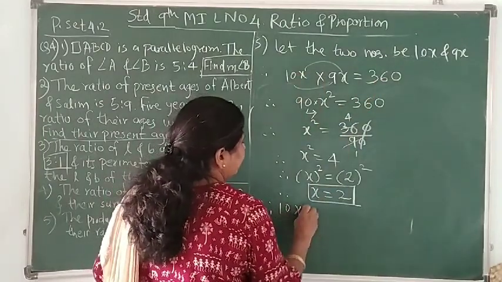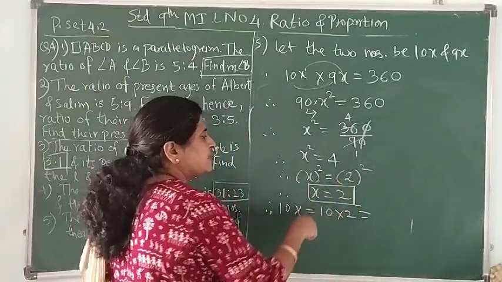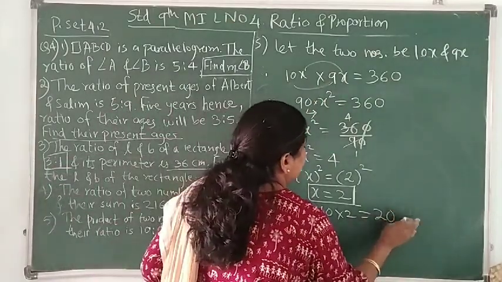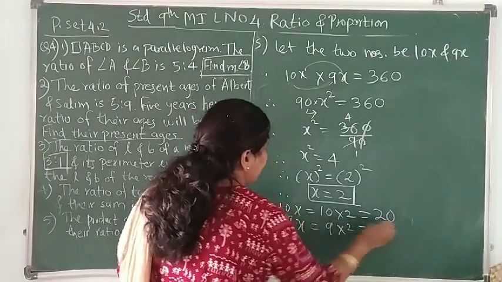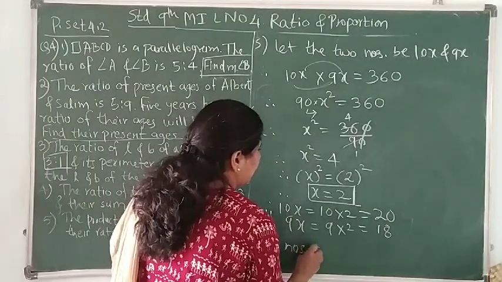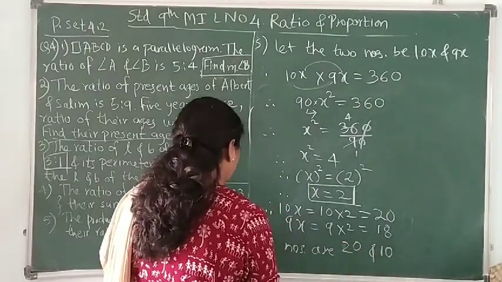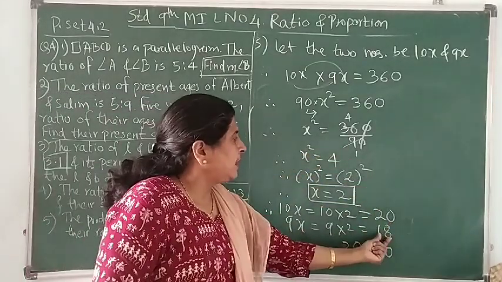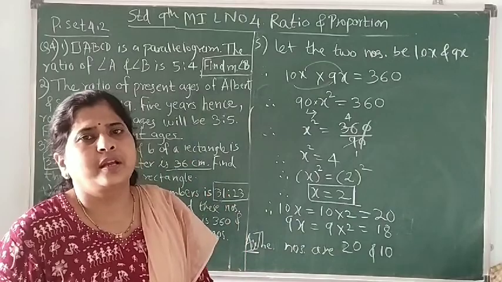And therefore, what is the value of 10x? That is 10 into 2. After getting the value of the common multiple, we have to put this value in the required numbers or quantities. So it's 20, and 9x is equal to 9 into 2, that is 18. And hence we have got the required answer. The numbers are 20 and 18. Writing the answer in words is the last step. Of course, you can verify: 20 and 18, is the product 360? Yes, the product of 20 and 18 is 360.